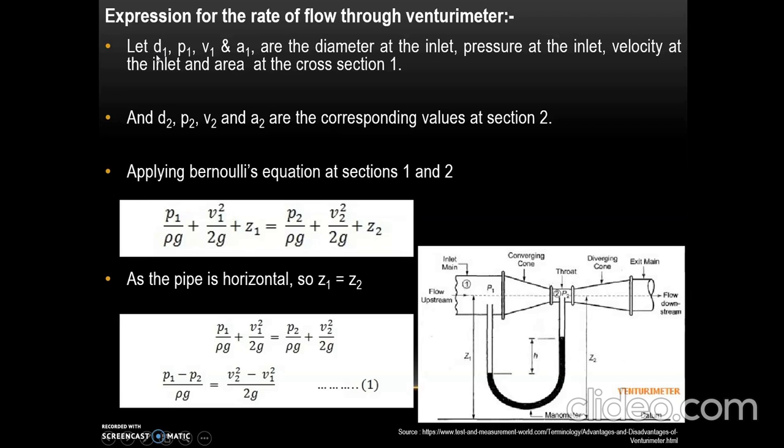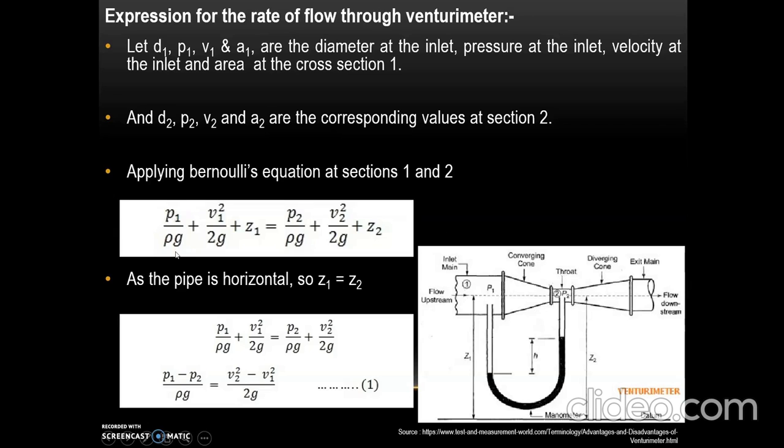So D1, P1, V1 and A1 are the diameter at inlet, pressure at inlet, velocity at inlet and area at the cross section 1. Similarly, D2, P2, V2 and A2 are the corresponding values at section 2. Now we will apply Bernoulli's equation to section 1 and section 2.